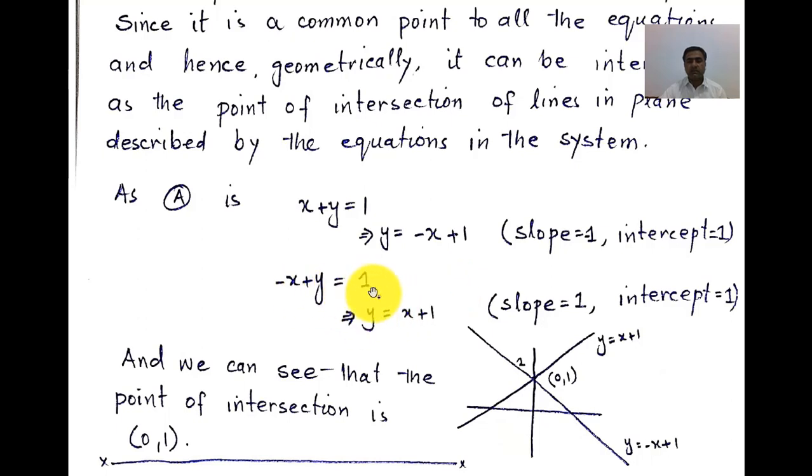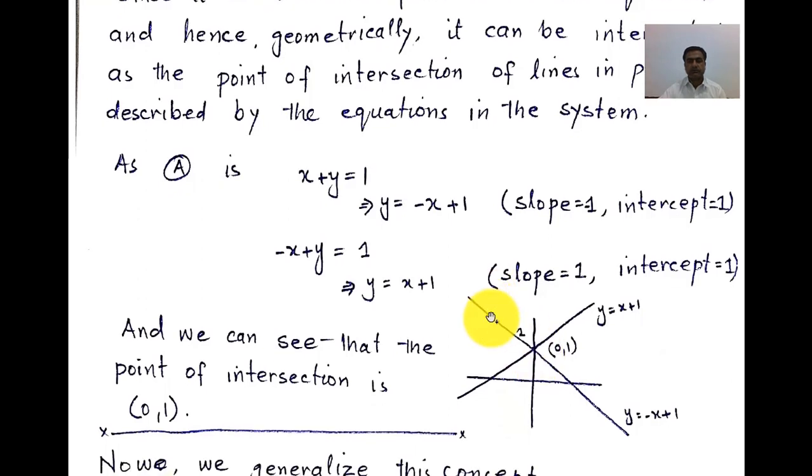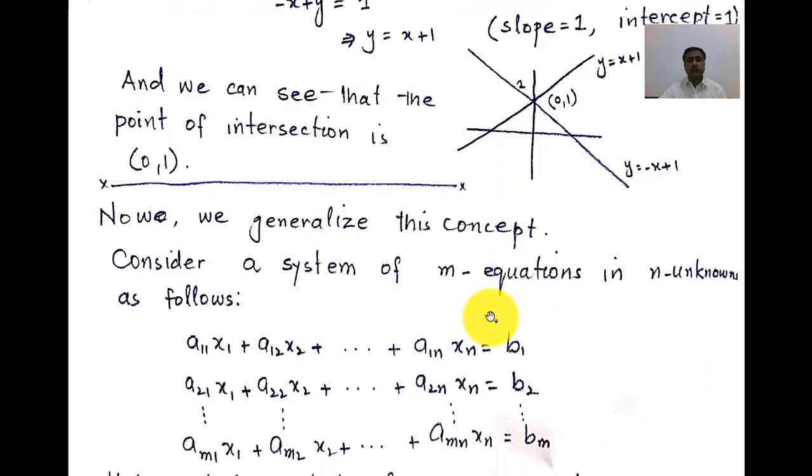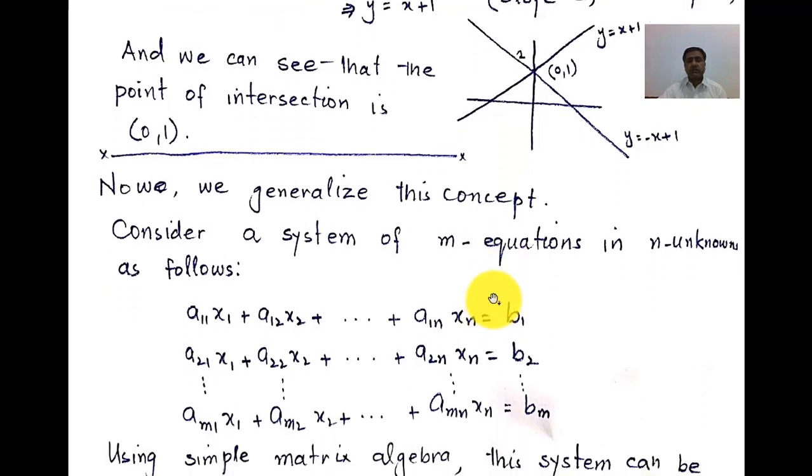Similarly, minus x plus y equals 1 can be written as y equals x plus 1. The slope is 1, the intercept is 1, and hence I have this graph. And we know that the common point is (0, 1), which is also the point of intersection. So now what do we do? We generalize this concept to m equations in n unknowns.